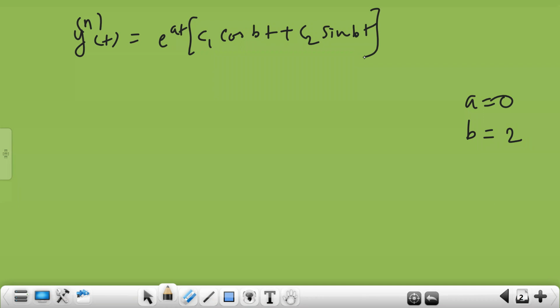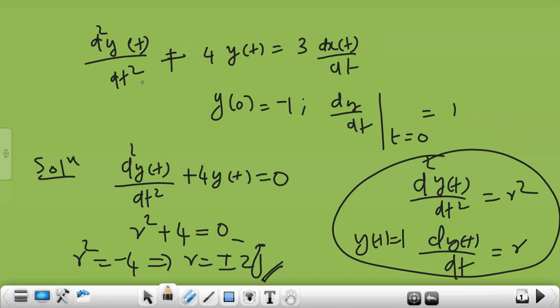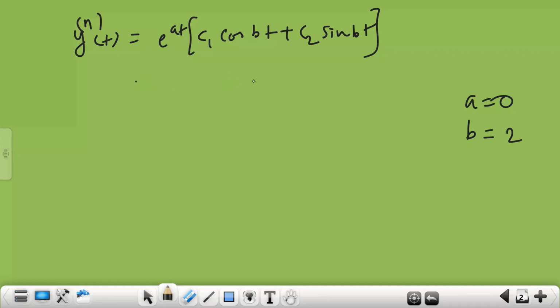Okay. So we have written e to the power alpha t into C1 cos bt plus C2 sin bt. Now substitute over there and rewrite the solution. So this will become e to the power 0 into C1 cos 2t plus C2 sin 2t. e to the power 0 is 1. So it will be C1 cos 2t plus C2 sin 2t.